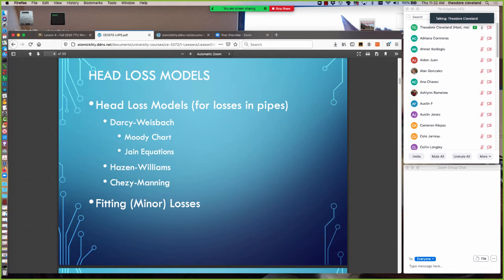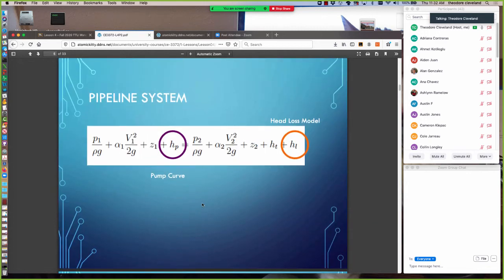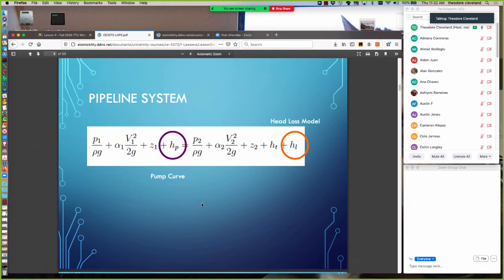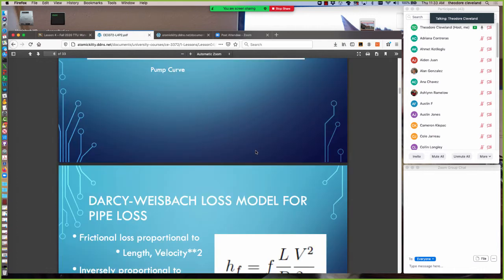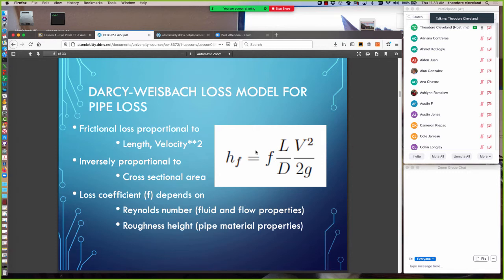And the other type of losses are minor losses, and we'll get to those shortly. So returning to our energy equation, we're going to examine the orange part right here, head loss models. The first head loss model we can examine is the Darcy-Weisbach model for pipeline head losses. You would have had this in fluid mechanics, and the model looks like this equation.